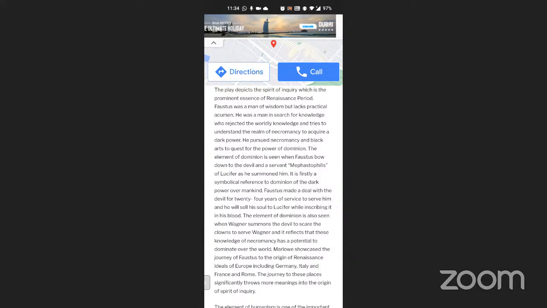The element of dominion is seen when Faustus bowed down to the evil and the servant of Lucifer, Mephistopheles. So here, what Dr. Faustus did, he was like, I have so much knowledge, I want dark knowledge now. So he started praying to the black magic people. There is a servant of Lucifer, Lucifer, we call it Shaitan, the servant of Shaitan, named Mephistopheles.